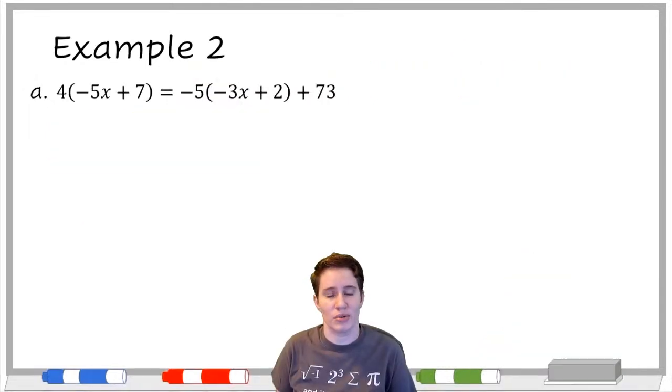Here we are in example 2a, and like I said, it's getting more complicated because now we have not just one set of parentheses, but 2 sets of parentheses.